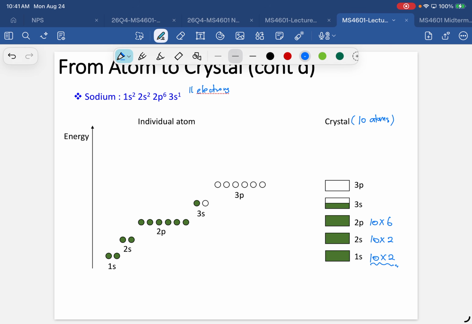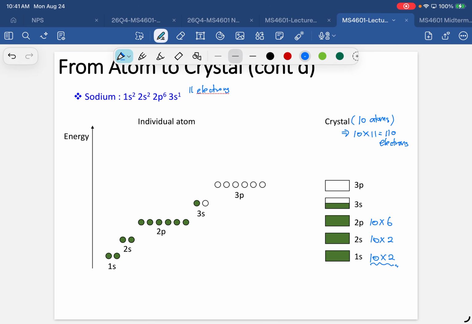So in this case, think about the crystal. For 10 atoms, how many electrons are there in total? We have a total of 110 electrons, right? We are filling those 110 electrons into this energy band diagram. Obviously 20 go here, 20 go here, and 60 go here. Now 100 are filled, and we have 10 left. Those 10 will go into 3s.